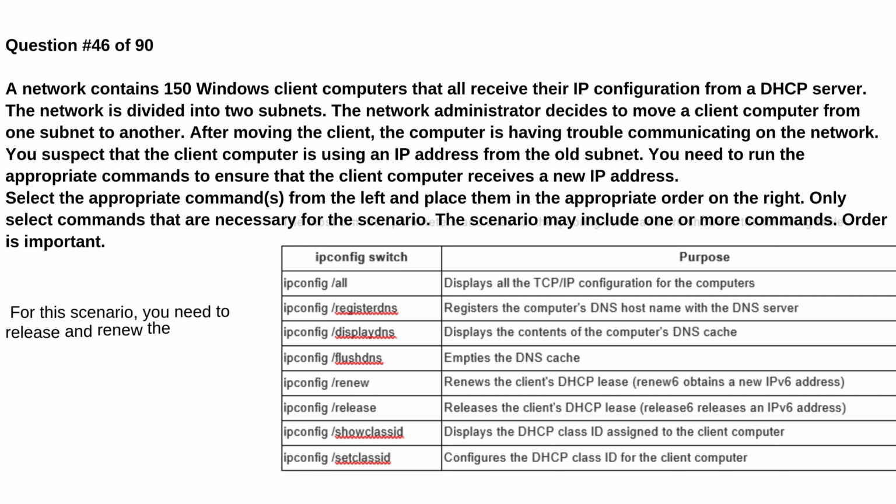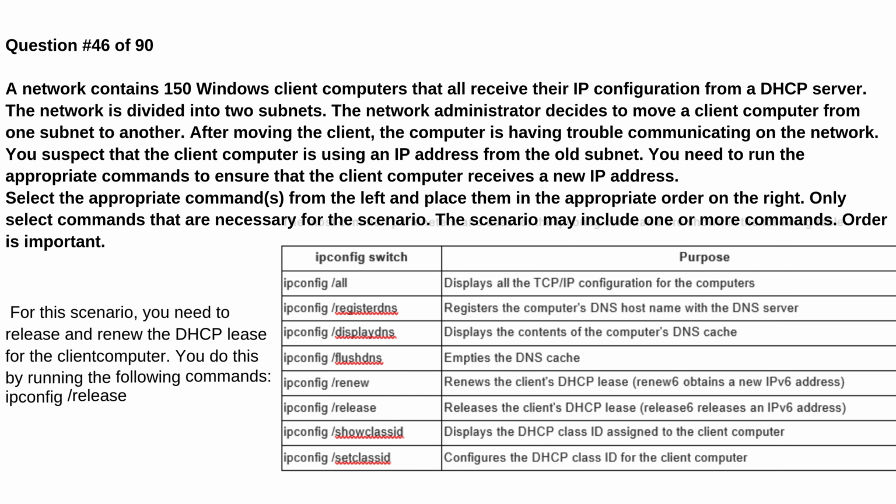Question 46 of 90. A network contains 150 client computers that all receive their IP configurations from a DHCP server. The network is divided into two subnets. The network administrator decides to move a client computer from one subnet to another. After moving the client, the computer is having trouble communicating on the network. You suspect that the client computer is using an IP address from the old subnet. You need to run the appropriate command to ensure that the client computer receives the new IP address.